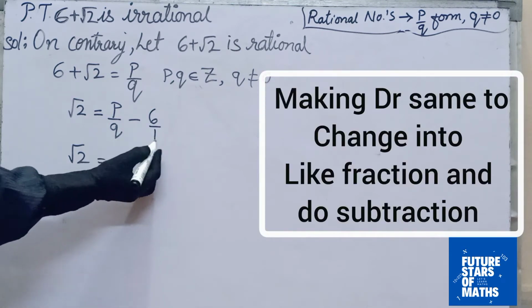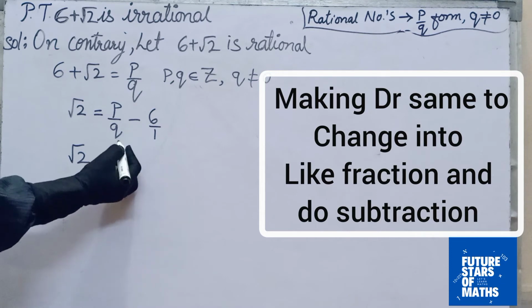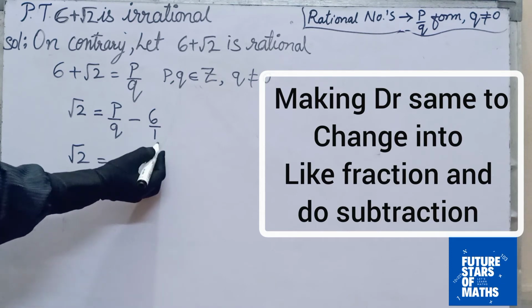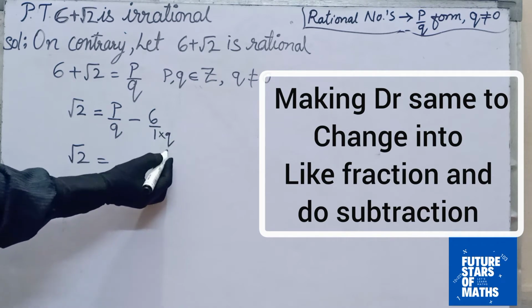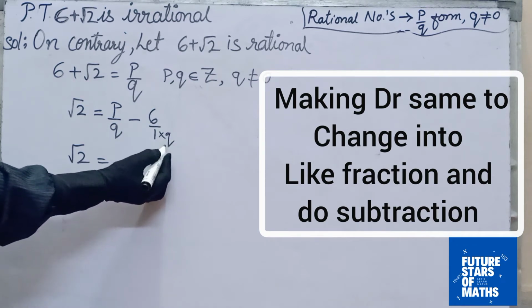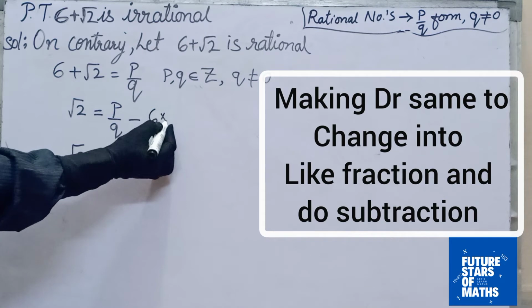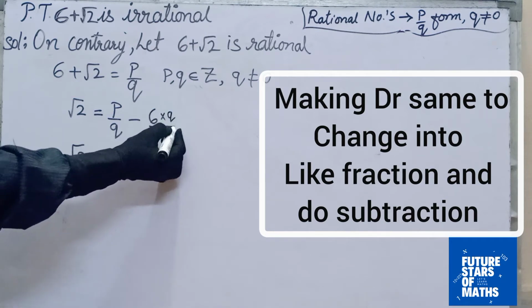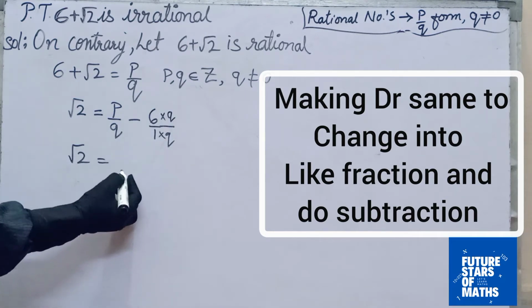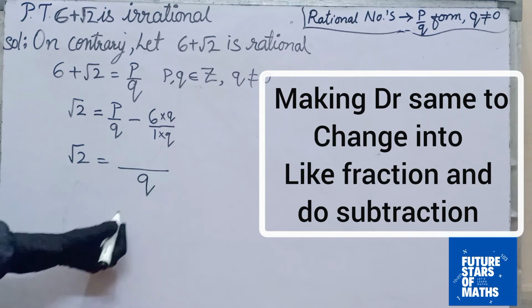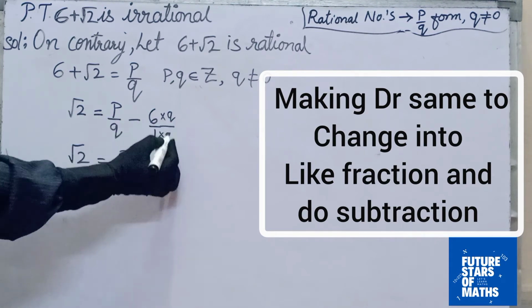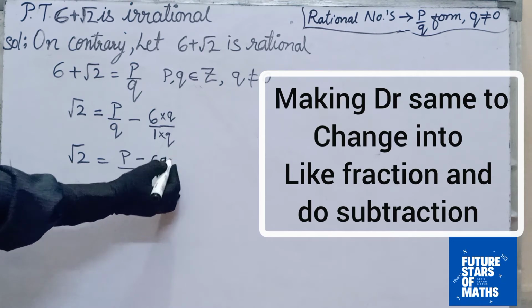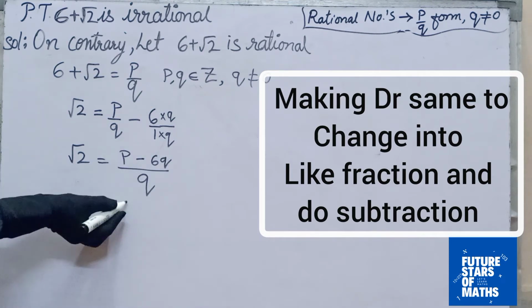Now the denominator should be the same. Here we have q, here we have 1. So here we don't have q, so we will multiply this with q. If we multiply the denominator with any number, then the same number should be multiplied in the numerator also. So now what do we get? The LCM is q. Now in the numerator we will get p minus 6 into q, which is 6q. So this is in the form of p by q.